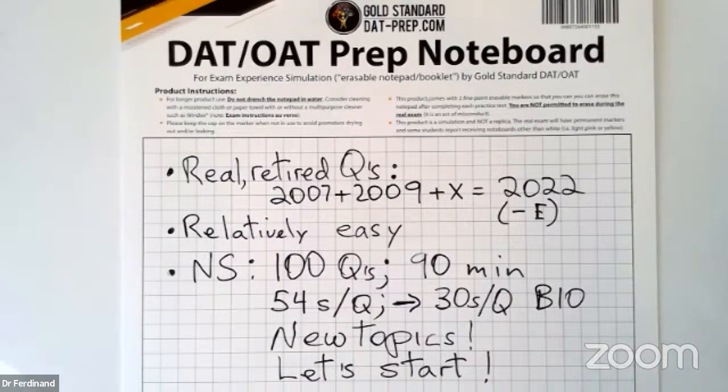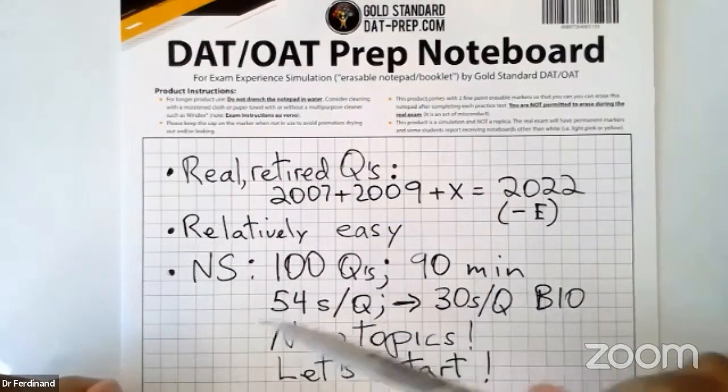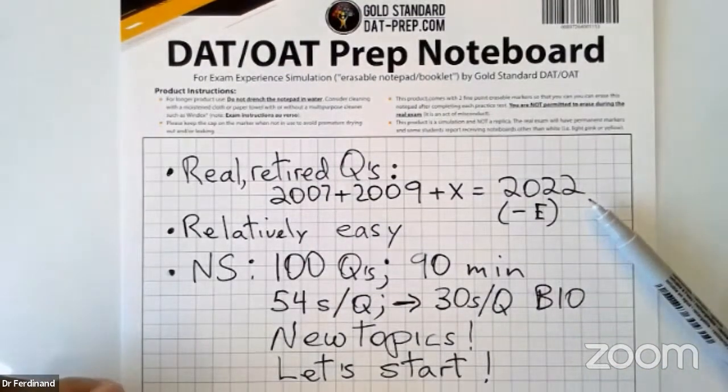So of course, major spoiler alert, these questions are from the ADA. These are free DAT practice test questions. They contain real retired questions, as it's stated here. And in fact, the current ADA exam, so this is the exam that the ADA has available through Prometric, is a full-length DAT practice test.